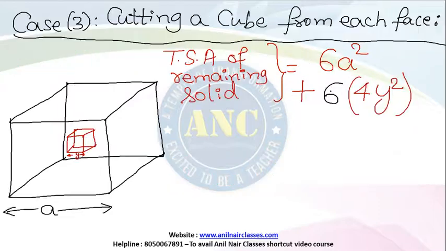And the final case is cutting a cube from each face. If I place a small cube of side y units on one of the faces of a book or a cuboid or a cube, whatever it is, one surface is lost. 5 surfaces are created. The difference is 4. For one surface it is y square area. For 4 surfaces it is 4 into y square area. But that is for only one face. Totally there are 6 faces in a cube. Multiply 4y square by 6. And then the original area of 6a square will anyway be there.